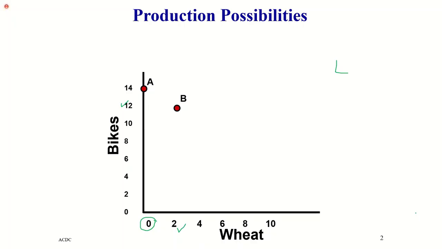Now people are trained to produce bikes. Now you take them away to produce wheat.